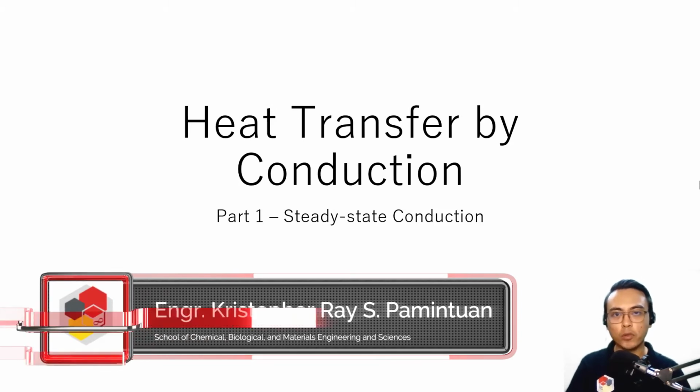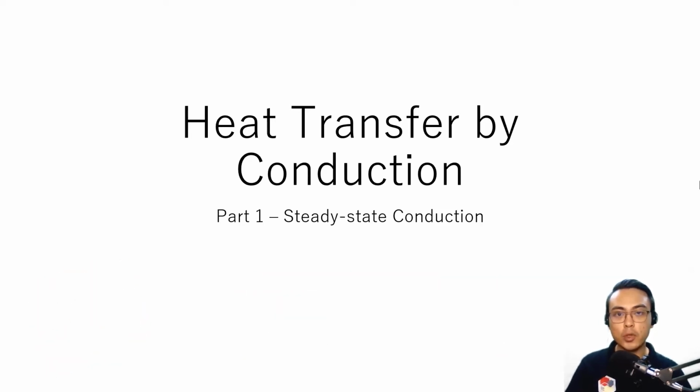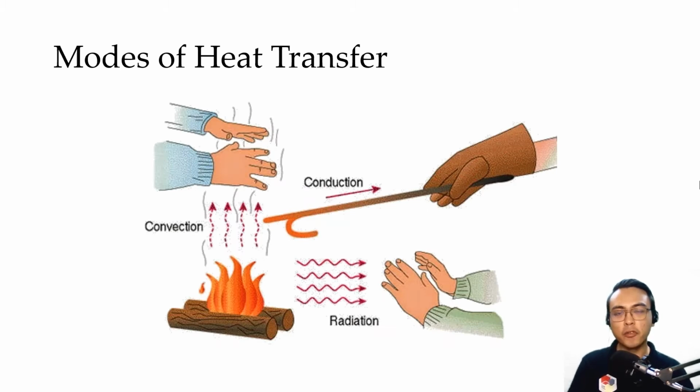This is part 1 of our discussion on heat transfer by conduction. But before we begin, we will first discuss the other modes of heat transfer. Let us begin with the differentiation of the different modes of heat transfer that we will be tackling throughout our entire discussion on heat transfer. Basically, we have three types, that is conduction, convection, and radiation. And all of these three modes of heat transfer differ greatly on the way of how they transport heat.